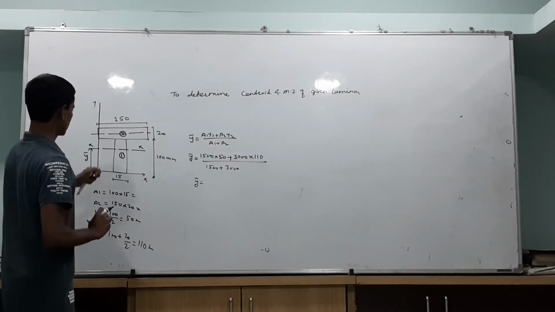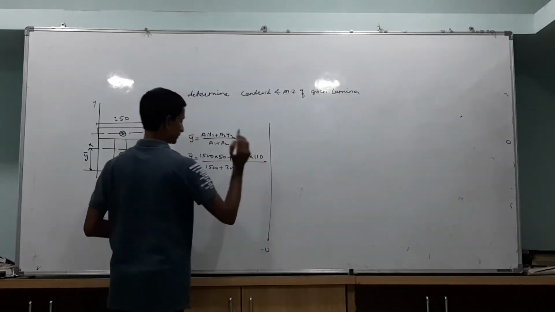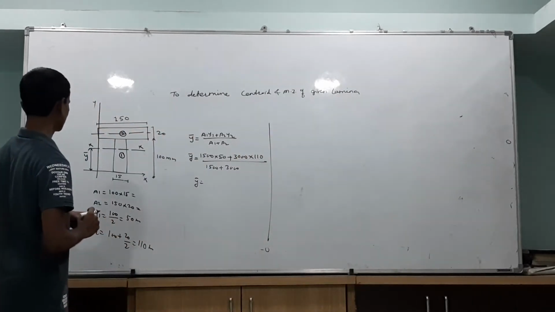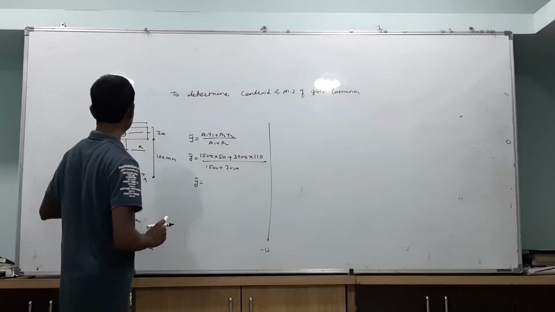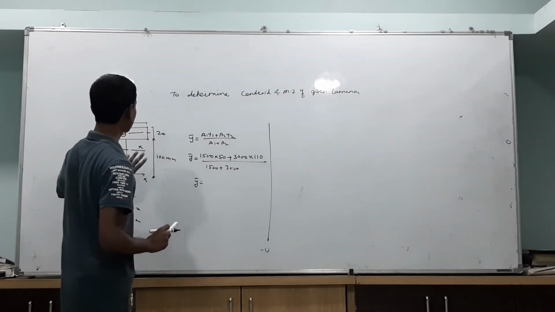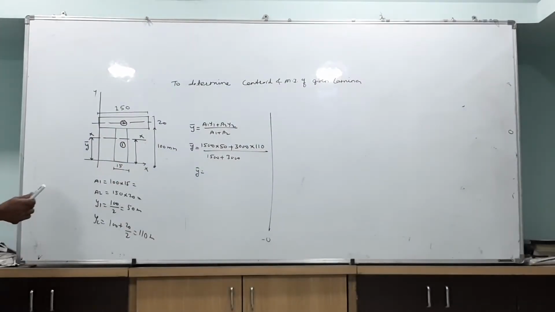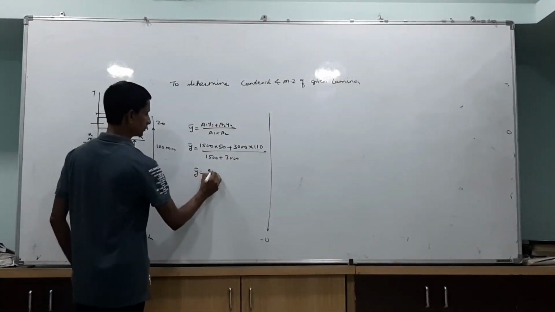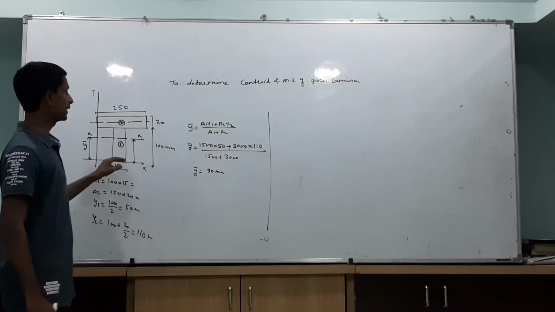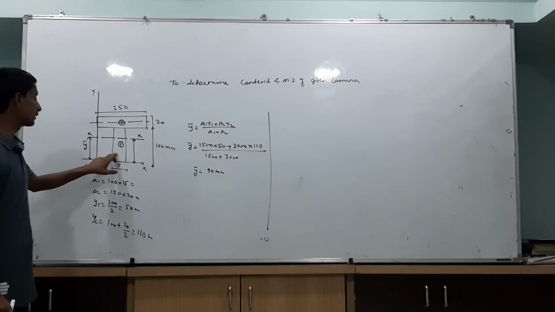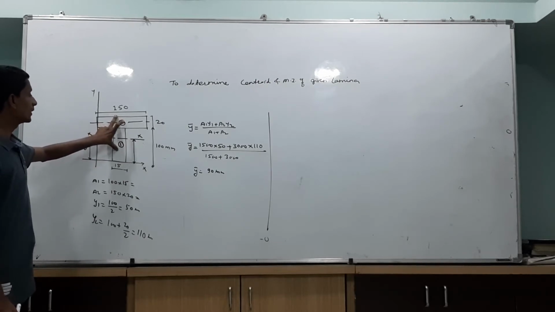Once we have calculated the y bar, we are going to find out the MI of the given figure. In this case, first of all, we have to find out the MI of area number 1 about the central axis of the given figure. Thus y bar is equal to 90 mm. Then we have to find out the MI of area number 1 about the centroidal x axis of the given composite figure.